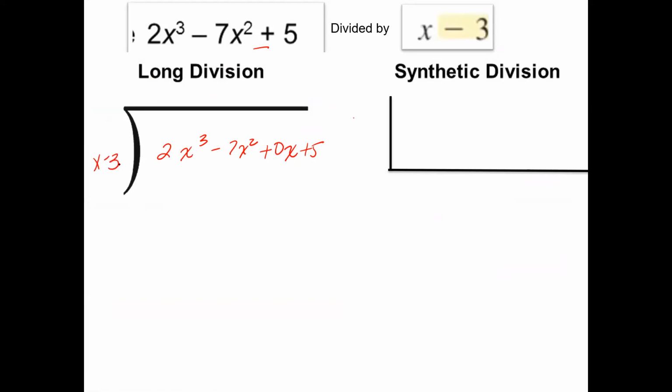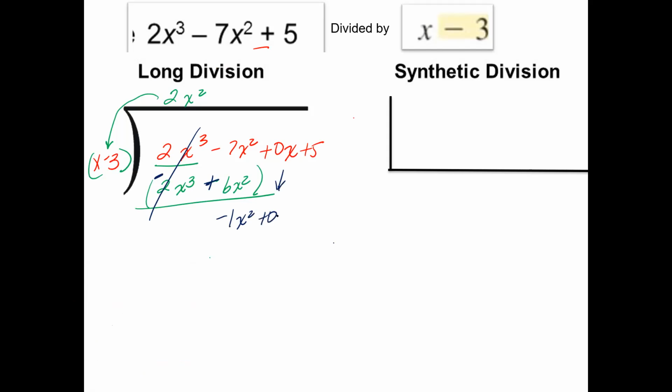So x minus 3. Then what you're going to do is ask yourself, x times what gives me 2x cubed? And that's going to be a 2x squared. So then you're going to take this and distribute it into both of the terms in the binomial here. So 2x squared times x is 2x cubed. Negative 3 times 2x squared is a negative 6x squared. Keep in mind you're going to be subtracting this. So we're going to change the sign from a positive to a negative to a positive. That cancels. Negative 7 plus 6 gives me a negative 1x squared.